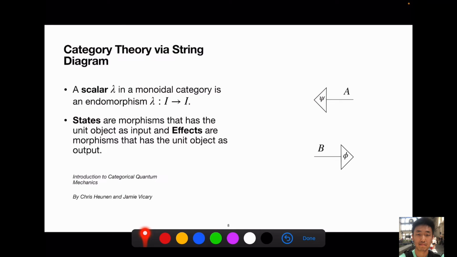You can think of states as initializing, say, a state in a physical system A, or initializing an object in a data type A. And for effects, this is essentially discarding information. So we know something happened, then we don't care what happens after it. For more information on string diagrams, I recommend this source, Introduction to Categorical Quantum Mechanics by Chris Heunen and Jamie Vicary.